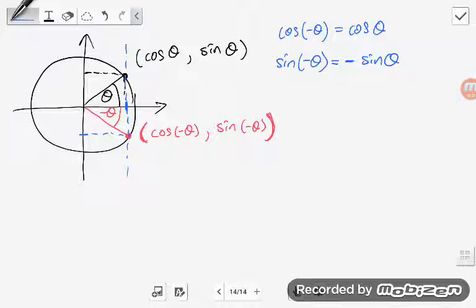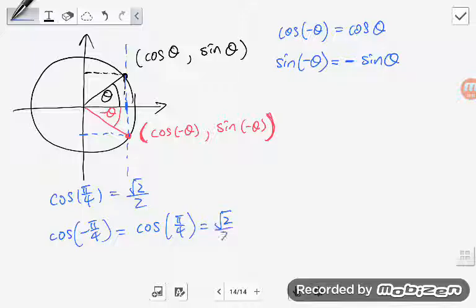Okay. Therefore, maybe it's easier for us to look at a few angles. Let's say I know that cosine of pi over 4 gives me root 2 over 2, right? Now they want us to find cosine of negative pi over 4. I'm just going to use the first pattern that we saw. That's actually one of the rules, but if you can construct a unit circle, we don't really have to remember them, so I wouldn't call them rules. So cosine of negative theta is the same as cosine of theta. So cosine of negative pi over 4 will be the same as cosine of pi over 4, so it also has a value of root 2 over 2.